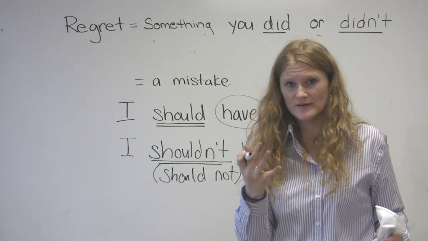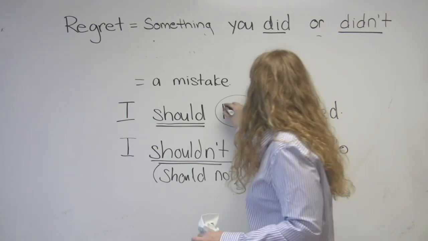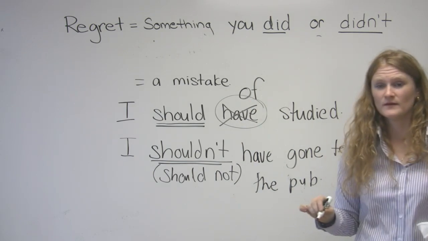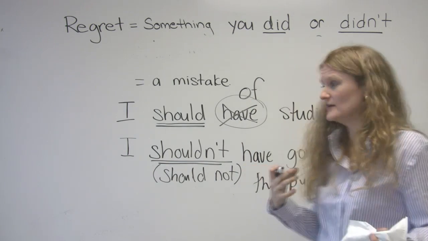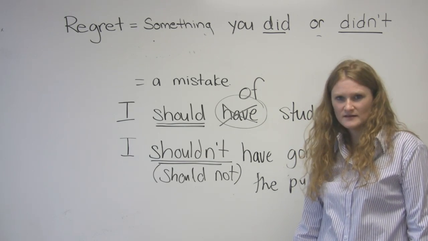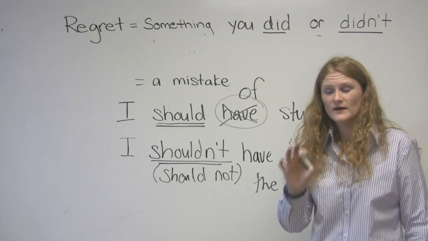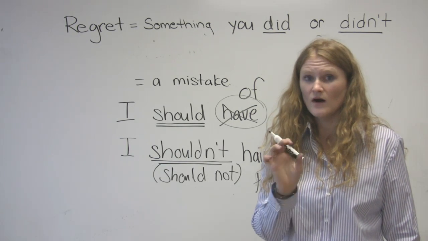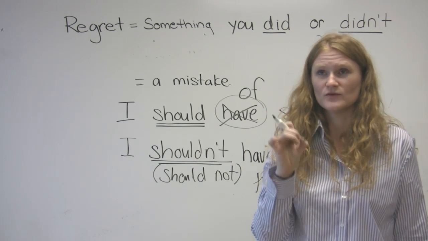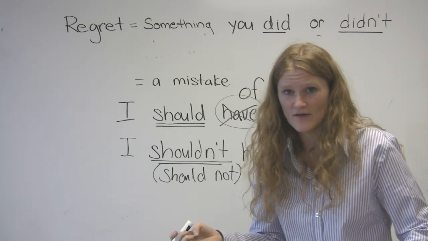When we pronounce this, we actually don't say the have. We change it to of. So natural English pronunciation, we use I should have studied. I shouldn't have gone to the bar. So very important. Remember, when you're writing it, always write have, but when we say it, we always say of. I should have said of instead of have.